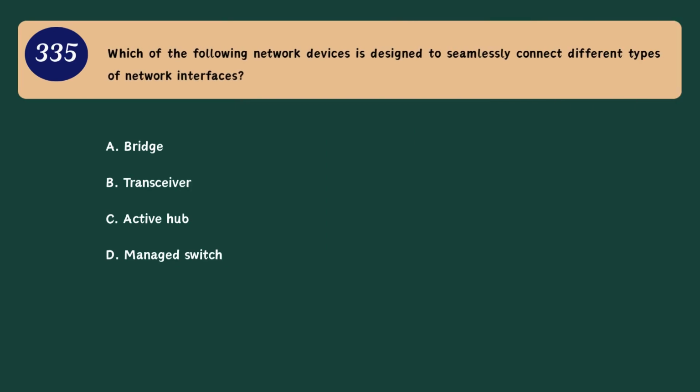Question 335. Which of the following network devices is designed to seamlessly connect different types of network interfaces? A. Bridge. B. Transceiver. C. Active hub. D. Managed switch.